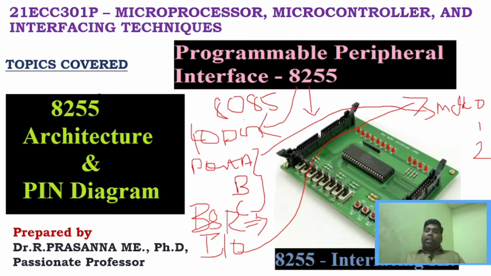Remember one particular thing: BSR mode is one particular mode and IO mode is another mode. These are the two different modes supported by 8255. This IO mode has three different modes, mode 0, mode 1 and mode 2. Each and every port will work in these different modes. We will see in depth about all these modes of operation a little later.